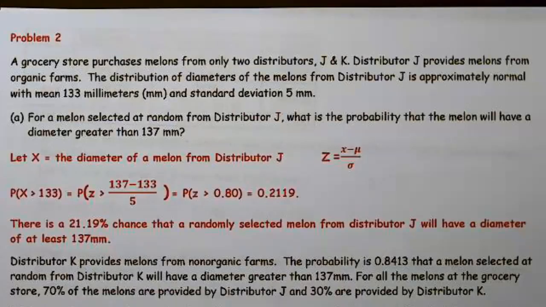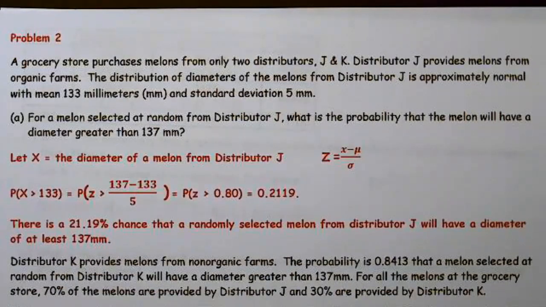There's the record button. So, problem number 2. A grocery store purchased melons from two distributors, J and K. Distributor J provides melons from organic farms. The distribution of diameters of the melons from distributor J is approximately normal, with a mean of 133 millimeters and a standard deviation of 5.